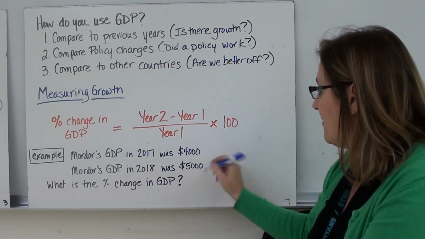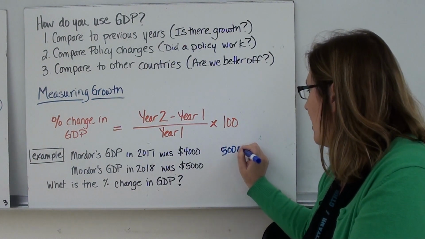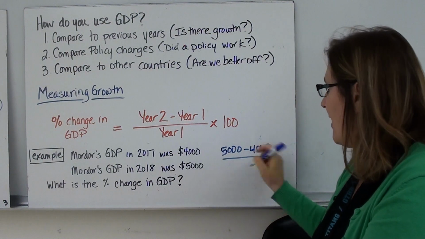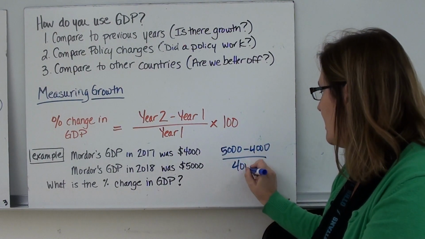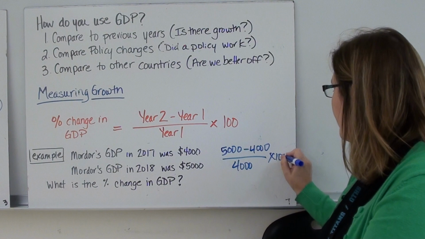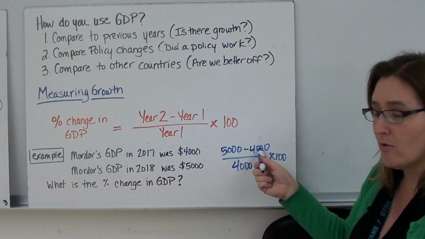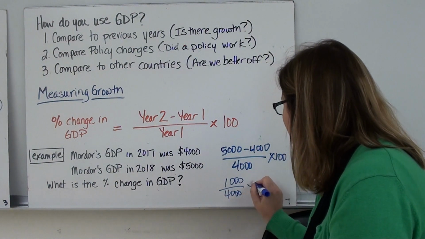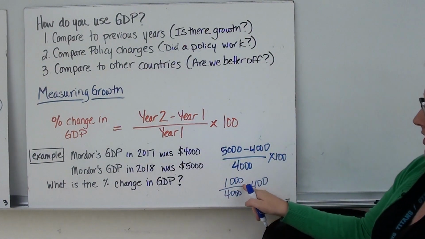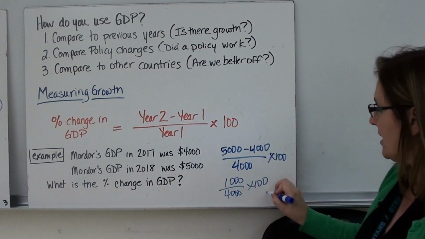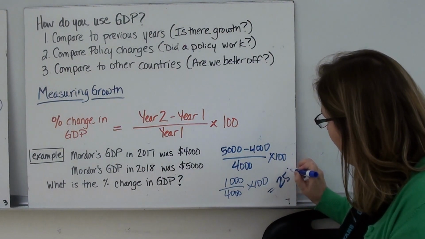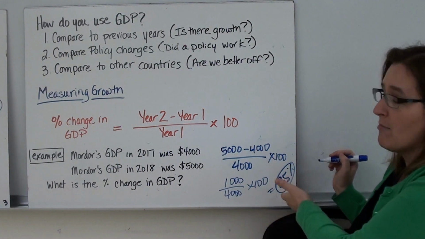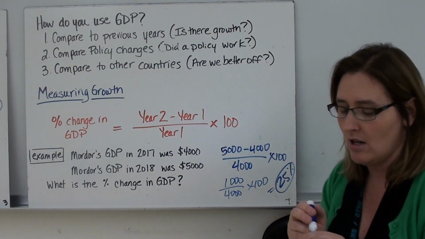So year 2 is the 5,000 minus year 1, 4,000, divided by year 1, which is 4,000, times 100. So 5,000 minus 4,000 is 1,000, divided by 4,000, times 100. This is going to be 0.25 times 100. It equals 25%. So what we're saying is that Mortar's GDP went up by 25%, which is a huge gain.